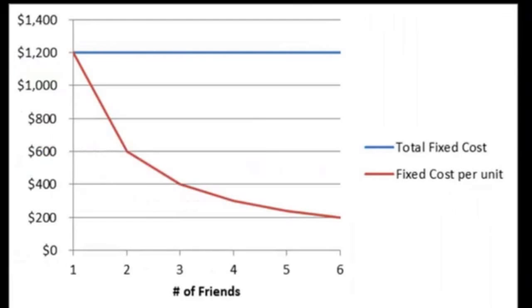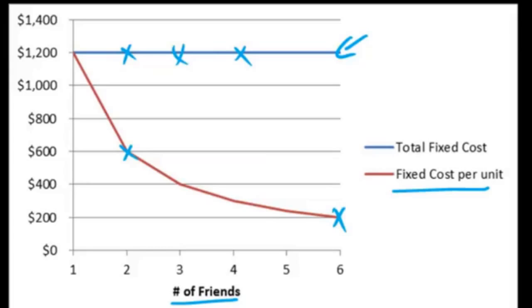You can see that in this graph over here. We have the number of friends down here on the horizontal axis. It does not matter how many we invite, the total cost up here is $1,200. If we invite one friend, it is 1200, two friends, it is 1200, three, 1200 again, four, 1200, and so on. The fixed cost per unit decreases with the number of friends we invite. If we invite two friends, our fixed cost per unit is 600. If six people come to the beach, it's only $200 per person.